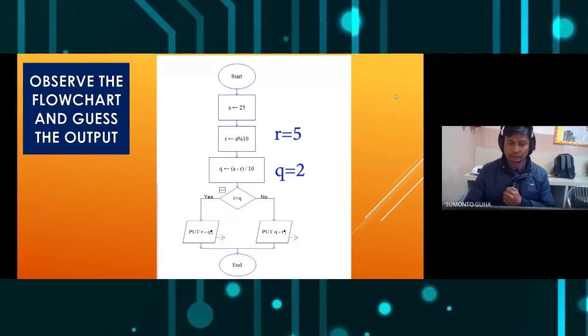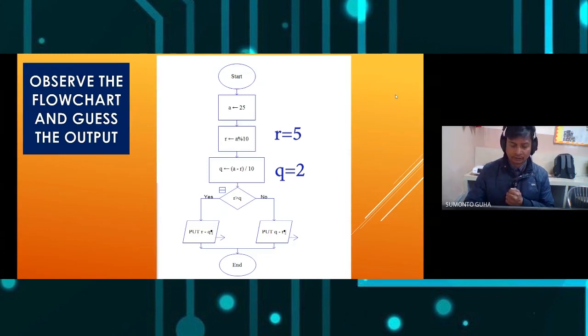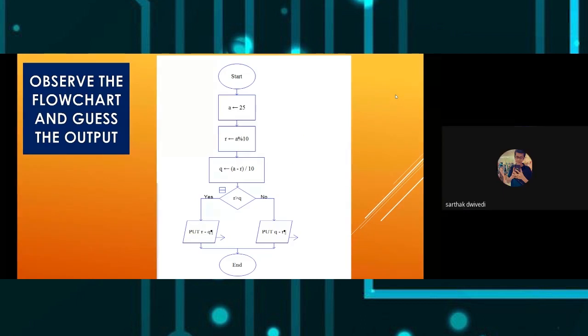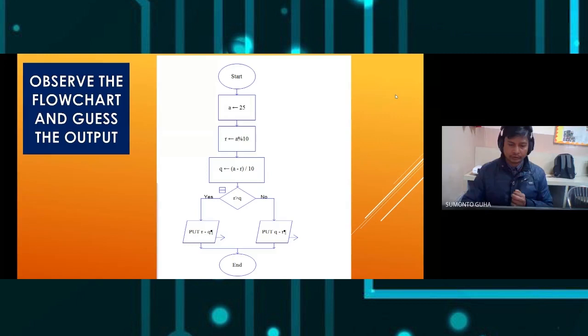Now you will check whether R is greater than Q. Is the remainder greater than the quotient? Yes, sir. 5 is greater than 2. So it will go to the left side and display 5 minus 2, that is 3.